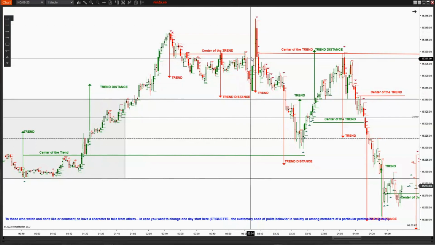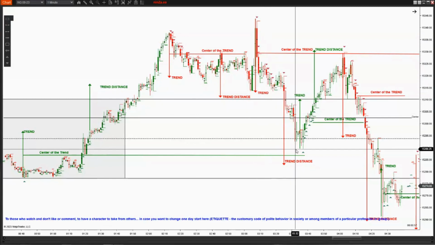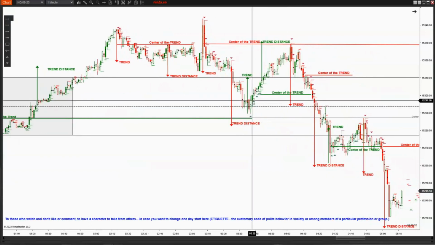Now here's the trend again after blowing that high, because then they put you back in that uptrend. Here's the trend again, and then there's the trend distance. All right, now here's the trend back up off the center of the range.